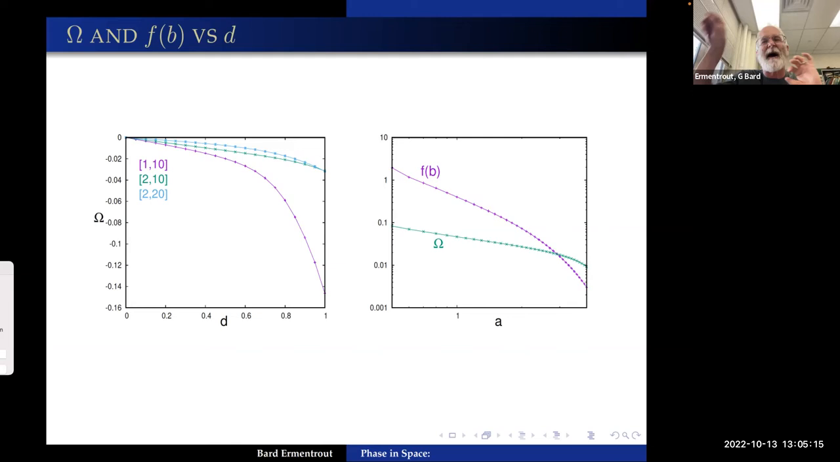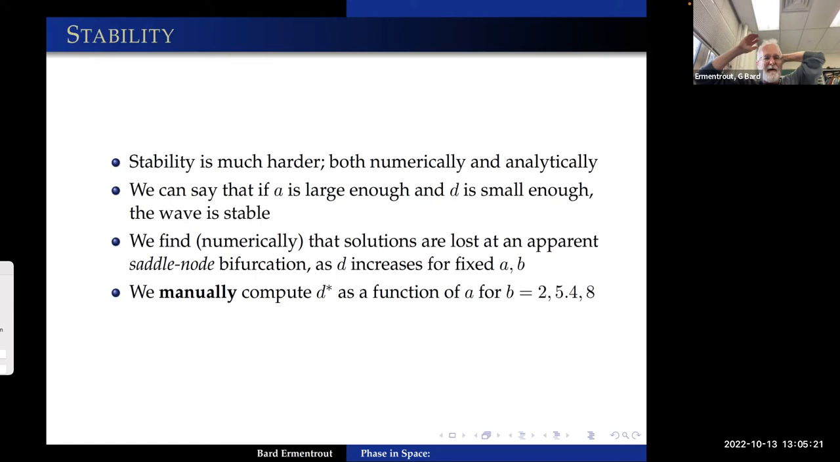Stability, again, is much harder numerically and analytically, but we can say that if the inner radius is large enough and the even part is small enough, the wave is stable. We find numerically that solutions are lost at an apparent saddle node bifurcation as D increases, the evenness increases, for fixed A and B, or for fixed evenness as A decreases. And we numerically compute the critical value of D as a function of A for different values of B. All right, and there they are.